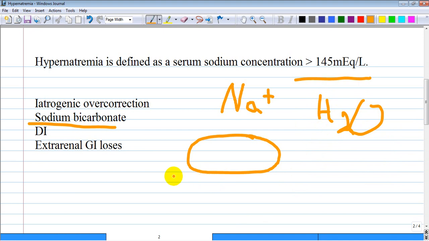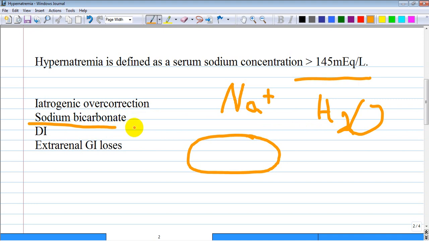How about perioperative settings? Hypernatremia is most likely a result of iatrogenic overcorrection. For example, if patients have hyponatremia and we are trying to correct it with sodium bicarbonate or other fluids which contain a high level of sodium. Treatment of acidemia with bicarbonate is the same thing.